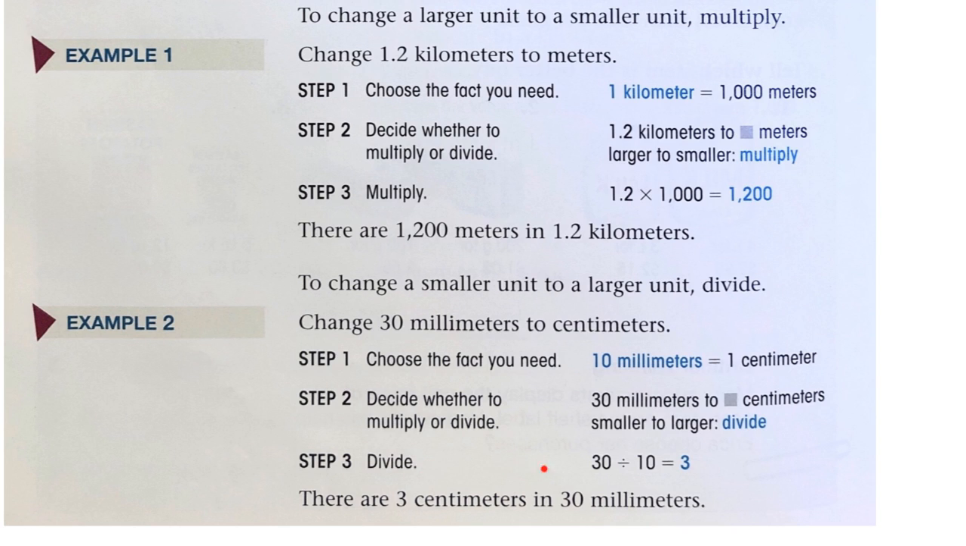Do the division. 30 divided by 10. 10 has 1 zero, so move the decimal point 1 place to the left, so you get the whole number 3. There are 3 centimeters in 30 millimeters.